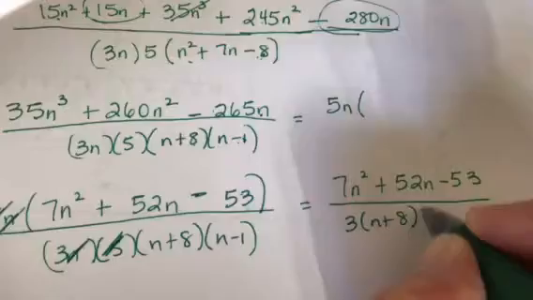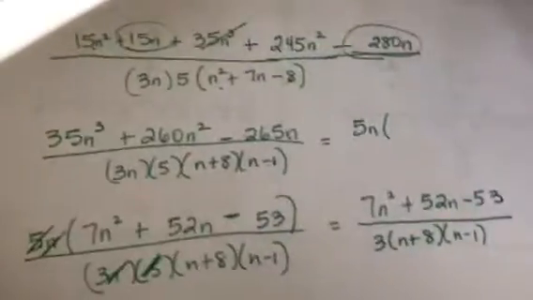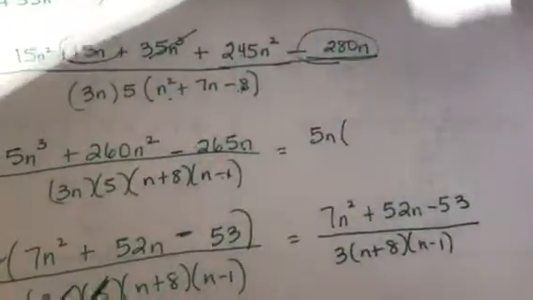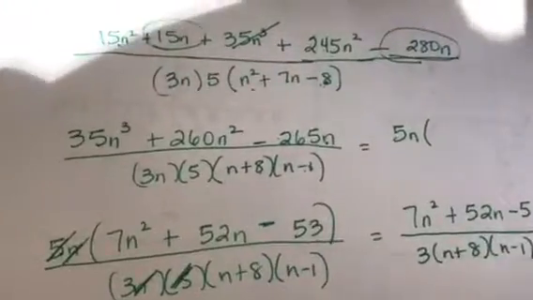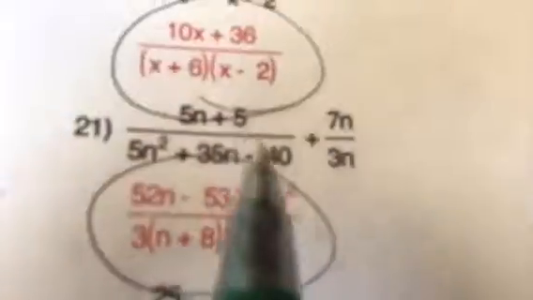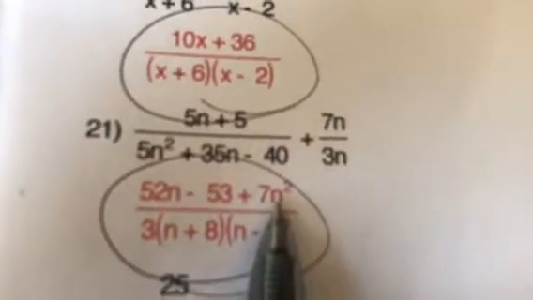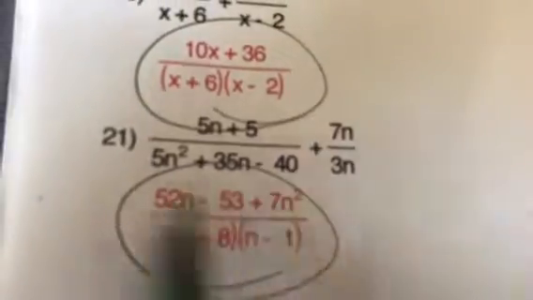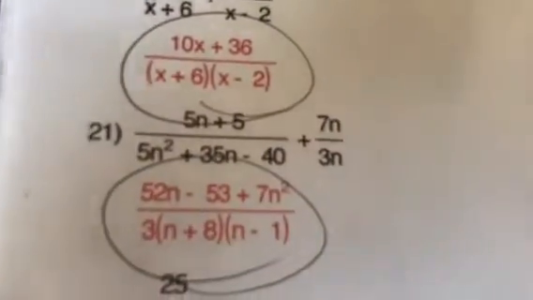But I think if you look at the answer key that I gave you, that should be the answer for number 21. So let's look to see what they gave me. And look right there. Is that the same thing? I would say yes. They did not put theirs in descending order. Shame on them. We did 7n squared plus 52n minus 53. Same thing.